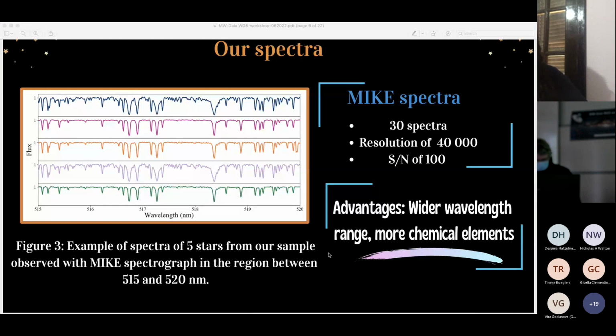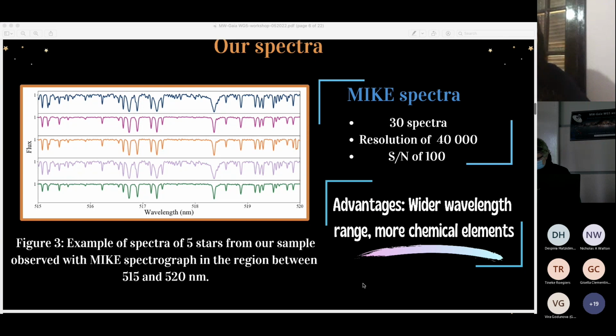So in order to have chemical abundances, we observe them with the MIKE spectrograph at Las Campanas Observatory, which is a very interesting instrument because it gives us a wider wavelength range than we usually have in spectroscopic surveys. And also it gives us the possibility to work with many, many lines of different chemical elements. So the very first ingredient and the very first result that I would like to comment on here is the dynamics.